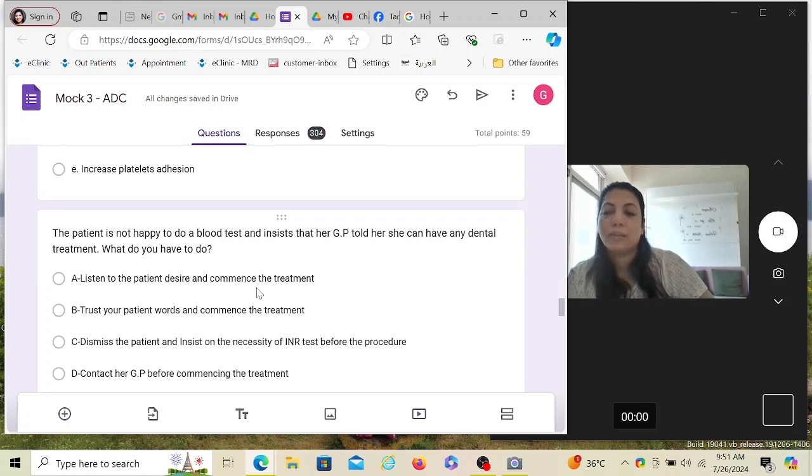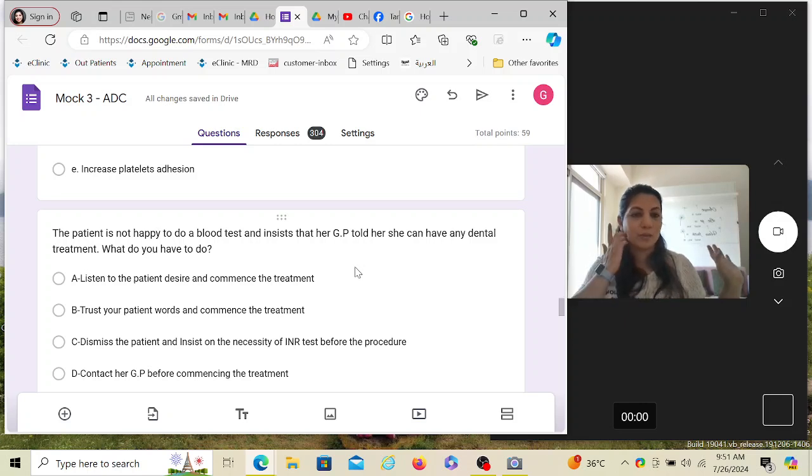The patient is not happy to do a blood test and insists that her GP told her she can have any dental treatment. What do you have to do? Never believe the patient, ever, ever, ever in your life. Understand what the patient is saying, but always make your own decision because it's you who are going to do the treatment. The patient can always go back verbally, saying, oh, I never said that. So always document things properly and take signature consent. Whenever the patient says, oh no, my doctor has said, what if she is lying just to go through the procedure as early as possible because she is in a hurry? So never believe the patient.